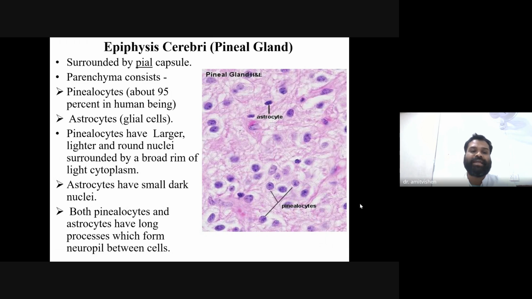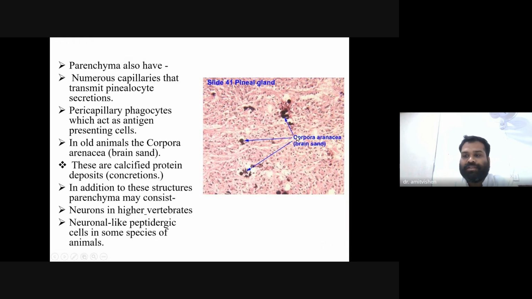Both pinealocytes and astrocytes have long processes which form neuropil between the cells. You will see these processes with the help of other stains, for example, Del Rio Hortega's and Cajal's method. By this method, you will see the processes of pinealocytes, but not with the help of H&E stain. Let's delve into the parenchyma of the pineal gland, and you will see numerous capillaries transmitting the pinealocyte secretions. You will also see some pericapillary phagocytes, which act as antigen presenting cells.